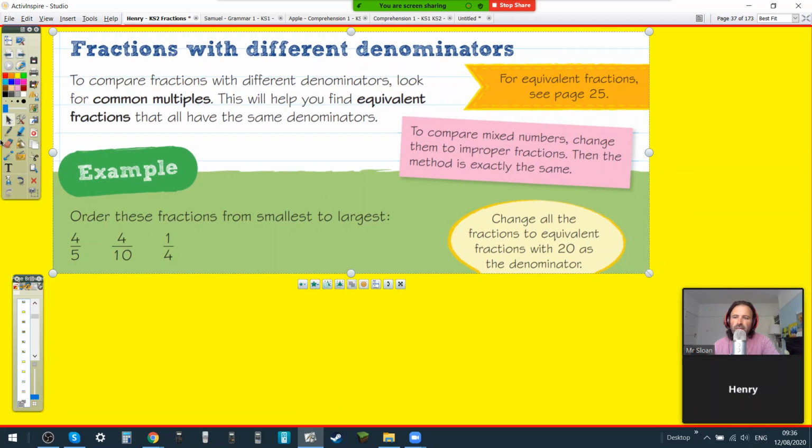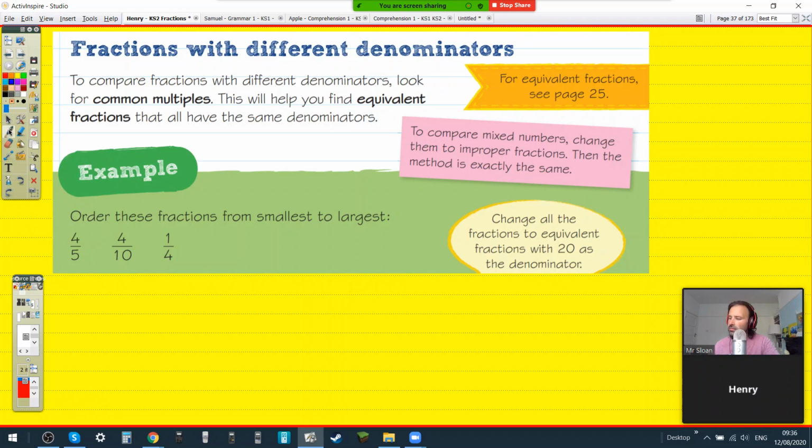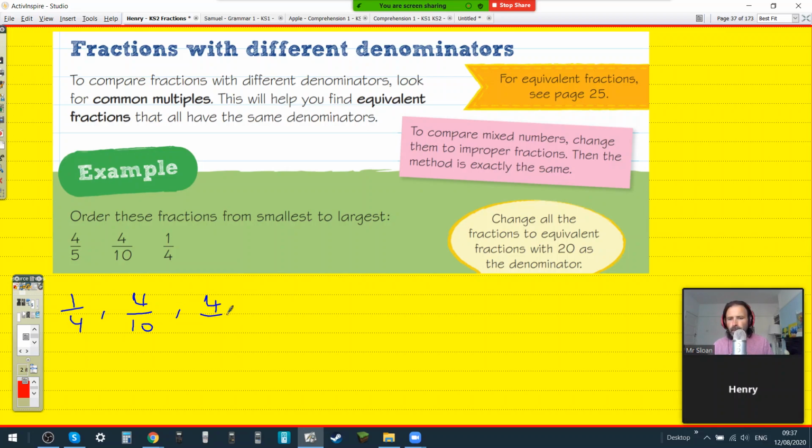Okay, so 1/4 is the smallest, and then 4/10 is in the middle, and then 4/5 is the largest.